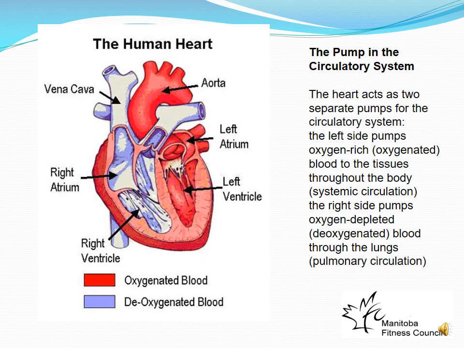So here it's just saying that the heart acts as two separate pumps. The left side will pump the oxygen-rich or oxygenated blood through to the tissues of the body. This is your systemic circulation. The right side pumps oxygen-depleted or deoxygenated blood through the lungs, which is our pulmonary circulation.